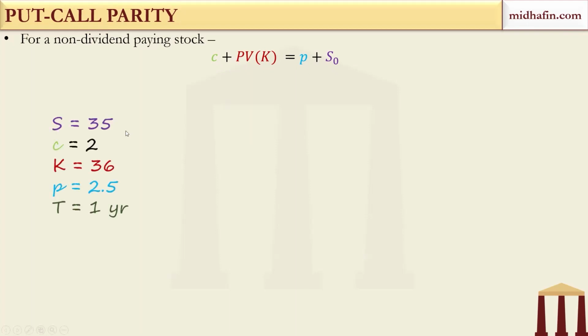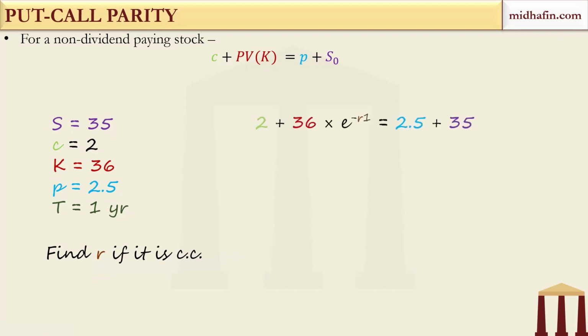One scenario I have considered here is where the question is to identify the risk-free rate, because PV of K is K times e raised to the power of minus RT. So the asset price is given as 35, call price is $2, strike price is 36, put price is $2.5, and time to maturity is 1 year. Now we have to find R if it is continuously compounded. Of course, it is continuously compounded because that's how we use put call parity in the case of options in general. So I apply the formula and I have to solve for it.